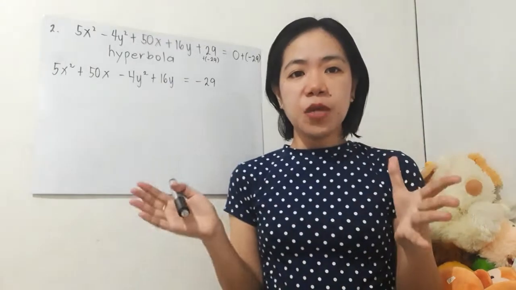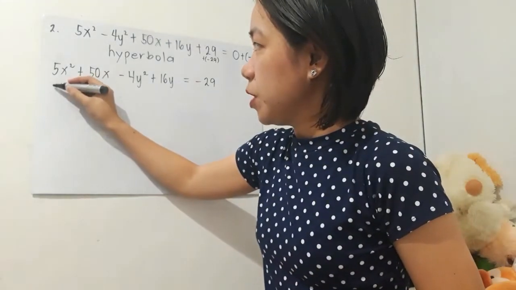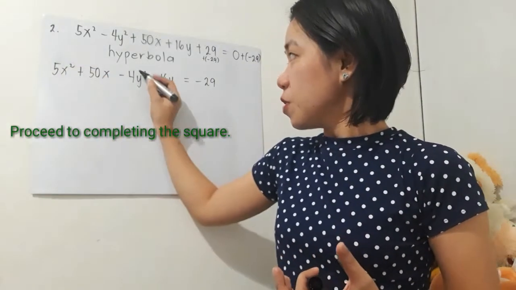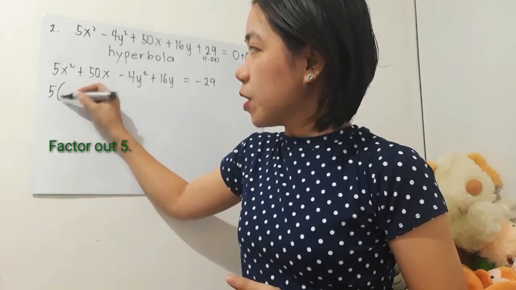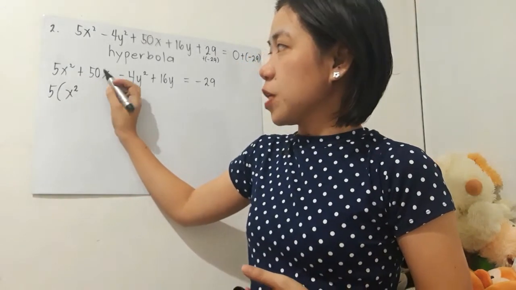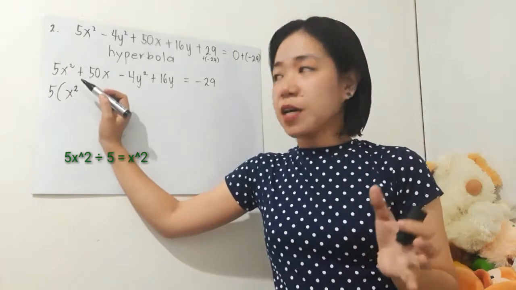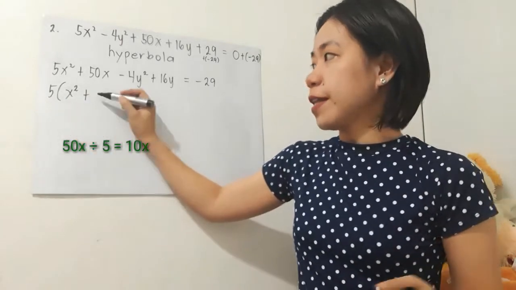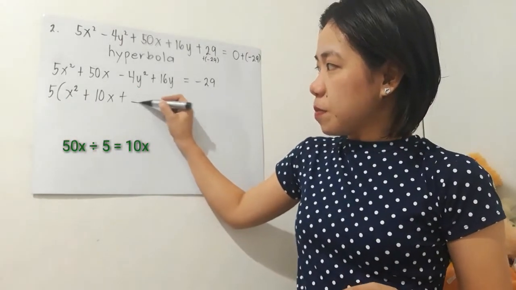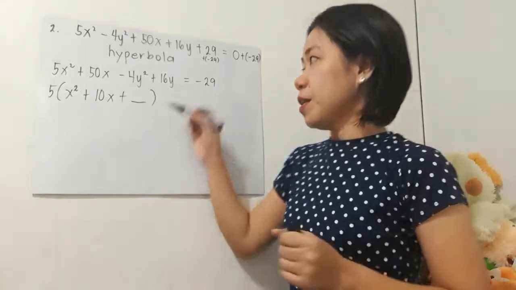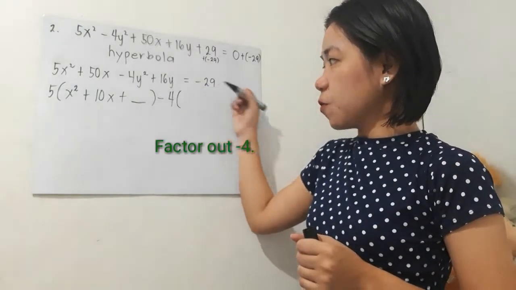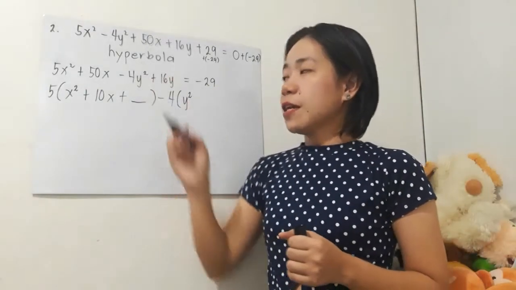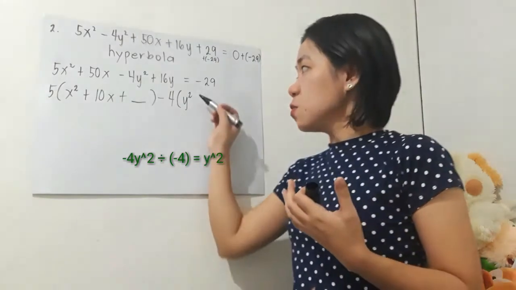Now, after grouping, we'll have to complete the square. And before we do that, it's better if we factor out the coefficients first. So we have 5 times the quantity of x squared, that is from 5x squared divided by 5. So next will be 50x divided by 5. We'll have 10x plus blank. So we'll complete the square. And then minus, factor out 4 or negative 4. That will be y squared. Negative 4y squared divided by negative 4 is y squared.